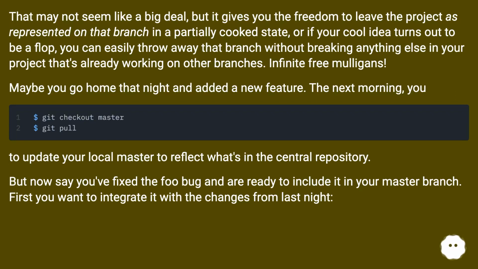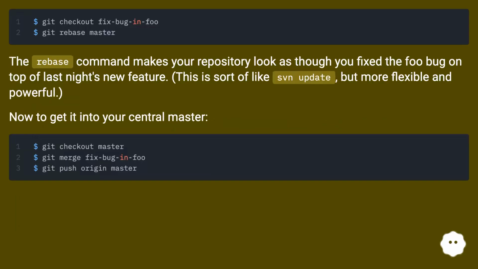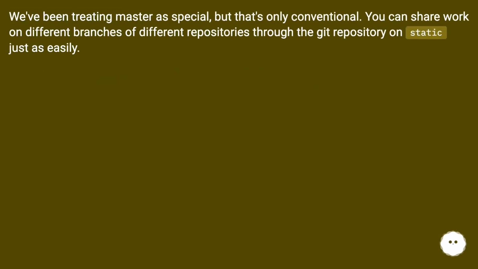The next morning, you update your local master to reflect what's in the central repository. But now say you've fixed the foo bug and are ready to include it in your master branch. First, you want to integrate it with the changes from last night. The rebase command makes your repository look as though you fixed the foo bug on top of last night's new feature. This is sort of like SVN update, but more flexible and powerful. Now to get it into your central master. We've been treating master as special, but that's only conventional. You can share work on different branches of different repositories through the Git repository on static just as easily.